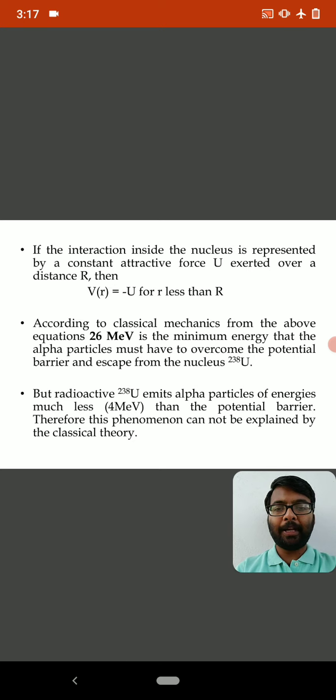But in practice, it is not the case, because radioactive uranium-238 emits alpha particles of energies much less than the potential barrier. That energy is about just 4 mega electron volt, which is very much less in comparison with 26 mega electron volt. Therefore, this alpha decay process cannot be explained by classical theory, which means classical mechanics fails to explain this alpha decay process.